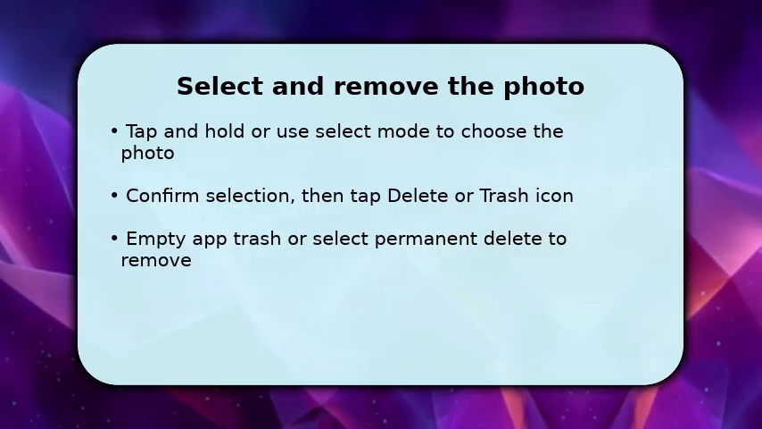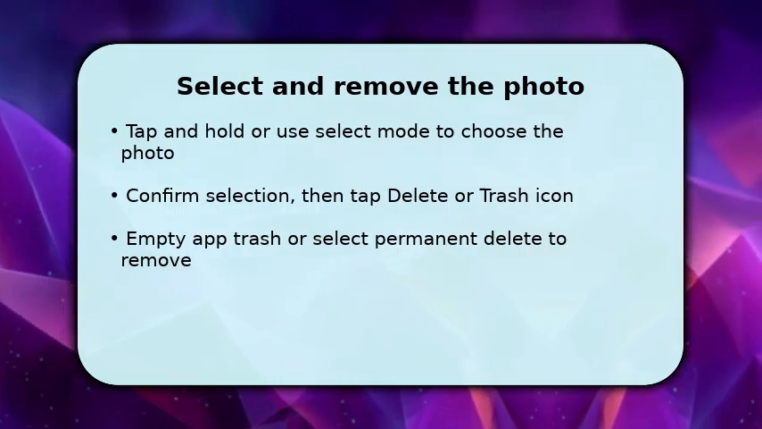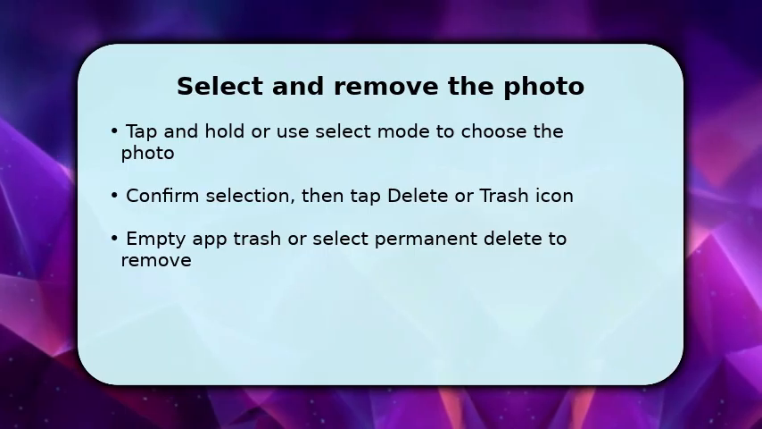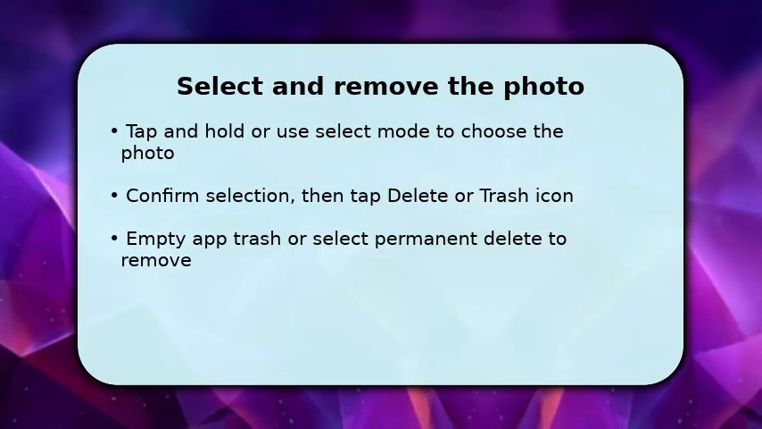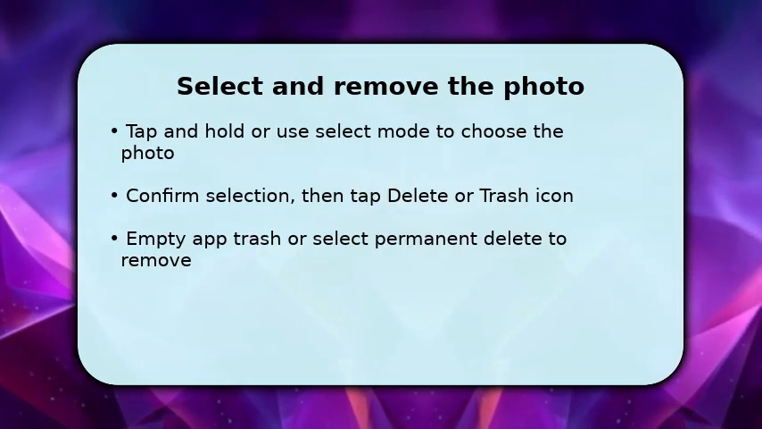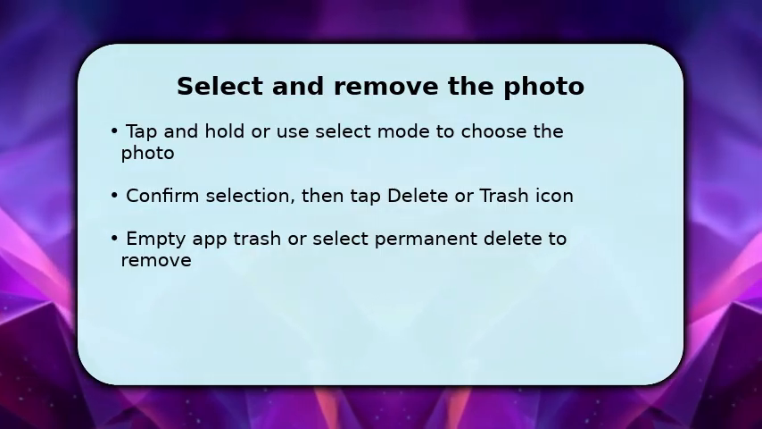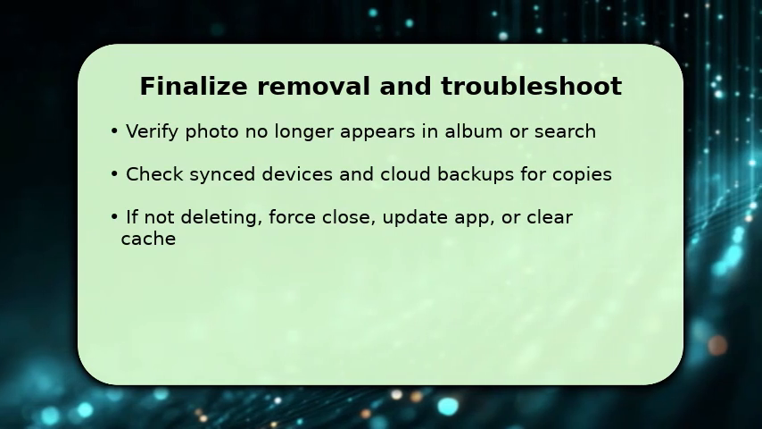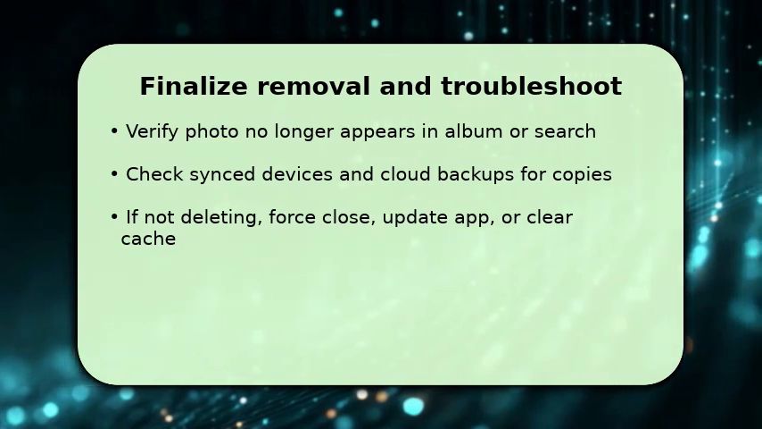After deletion, navigate to trash and choose empty or permanently delete if you want it gone immediately. This two-step approach prevents accidental permanent loss while giving control. Once you've emptied trash or confirmed permanent delete, verify the photo is gone by searching and browsing the album.